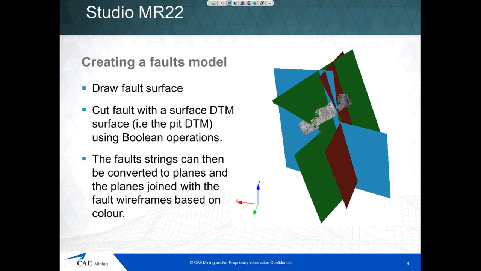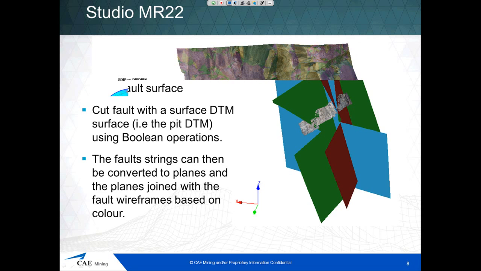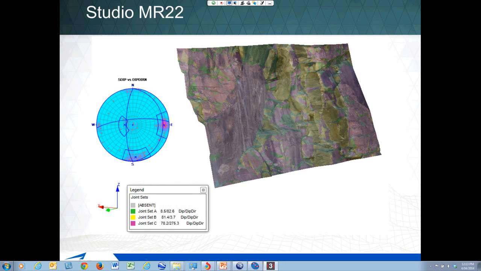And then with the mosaics, you can also colour the different joint sets based on the orientations and also the dips. And that's what I've basically done with this picture here. I've got the texture or the rock type sitting underneath, and then I've got the wireframe coloured based on the different orientations from the dip and the dip direction.